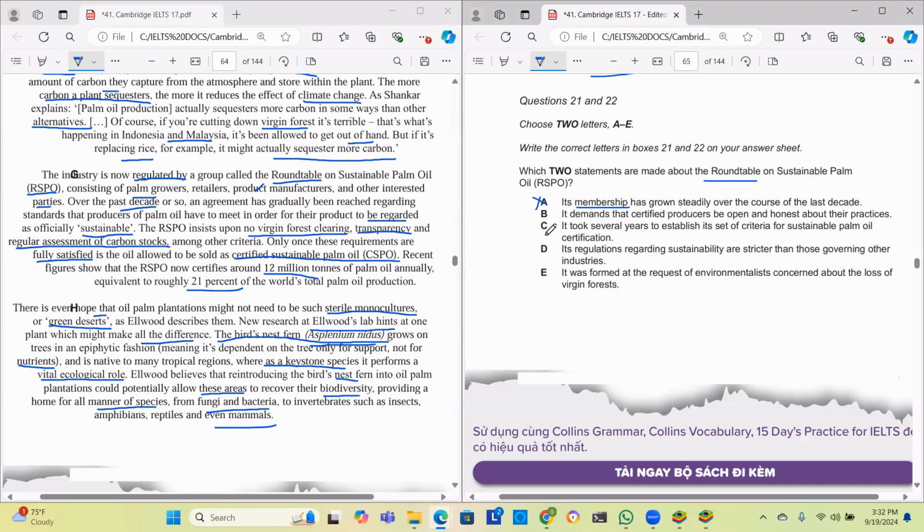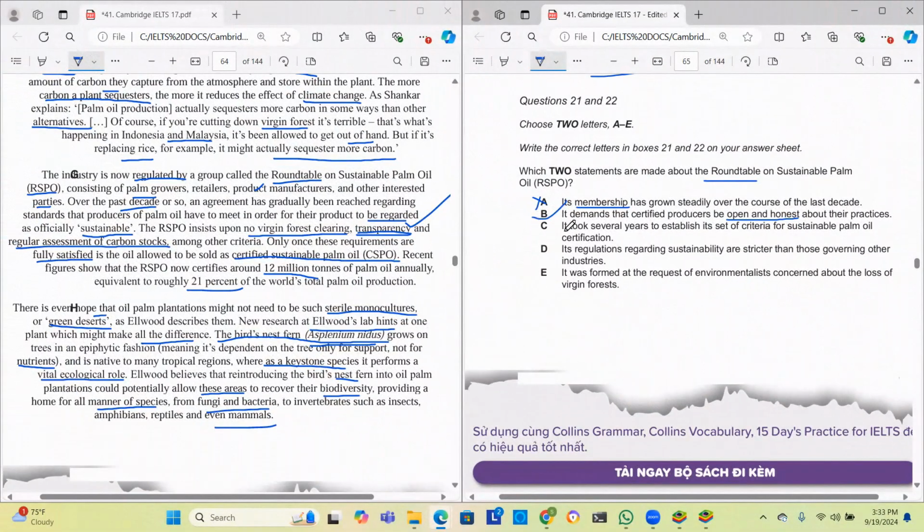Let's read B. It demands that certified producers be open and honest about their practices. Yes, I think I have read this. Look at this one, open and honest. Somewhere we read: the RSPO insists upon no virgin forest clearing, transparency and regular assessment. What do you mean by transparency, guys? Transparency means clear, in and out, you should be clear. Means open and honest. These two are exact synonyms. It demands that the producer should be open and honest. So B is one answer, guys. Clearly, a direct answer.